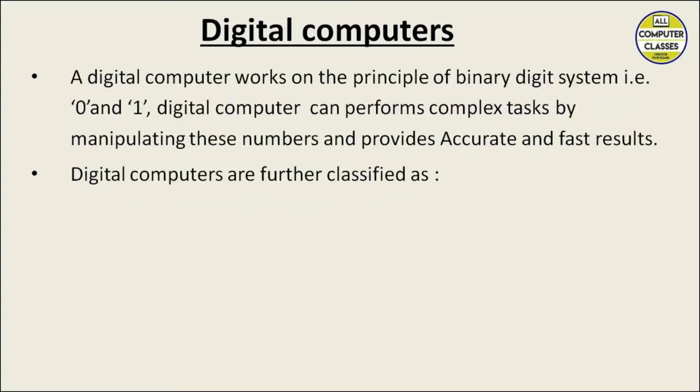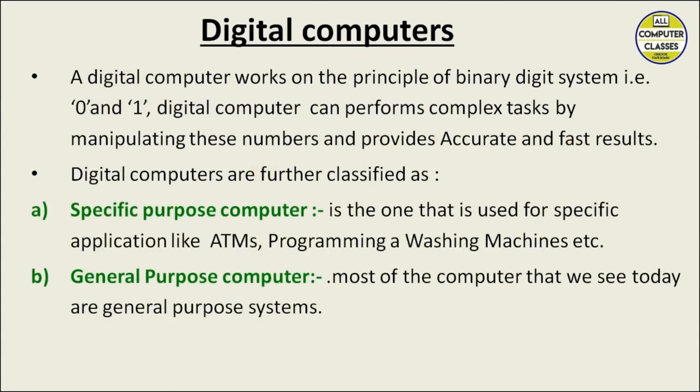Digital computers. So digital computers work on the principle of binary digit system, right? So binary digit system means 0 and 1. They perform complex tasks by manipulating these numbers, and provide accurate and fast results. So further, digital computers are classified into 2 categories. First is specific purpose computer and second is general purpose computer.